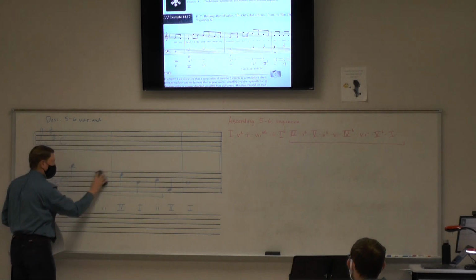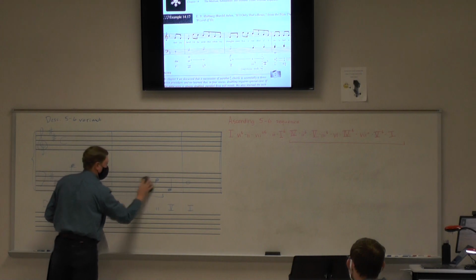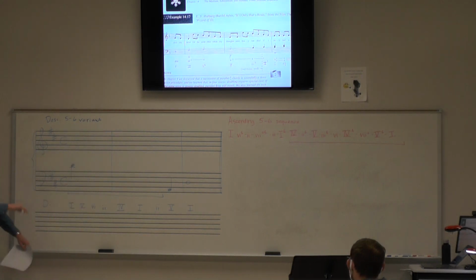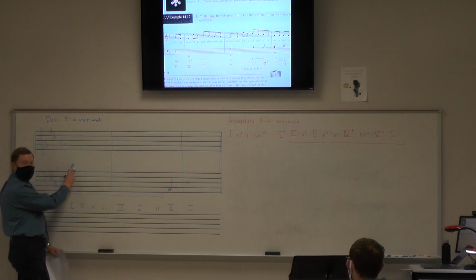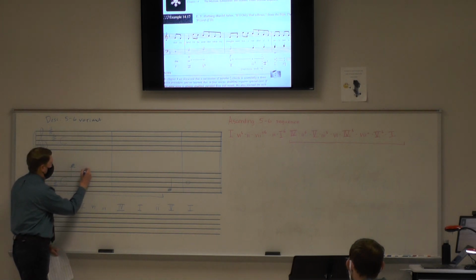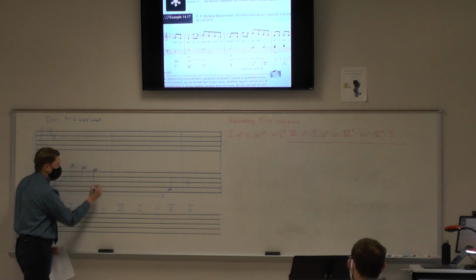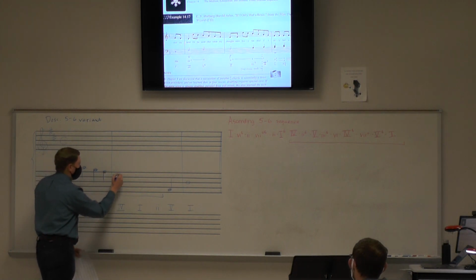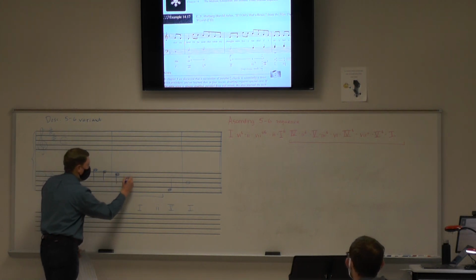First to be descending 5-6, just the part under the bracket, because that's the sequential part. Okay, what's the baseline for descending 5-6? Down by step. Down by step, very good. So the next note is going to be C sharp, and the next note will be B, and the next note will be A. Oh, this is pretty easy, and the next note will be G, and then F sharp.